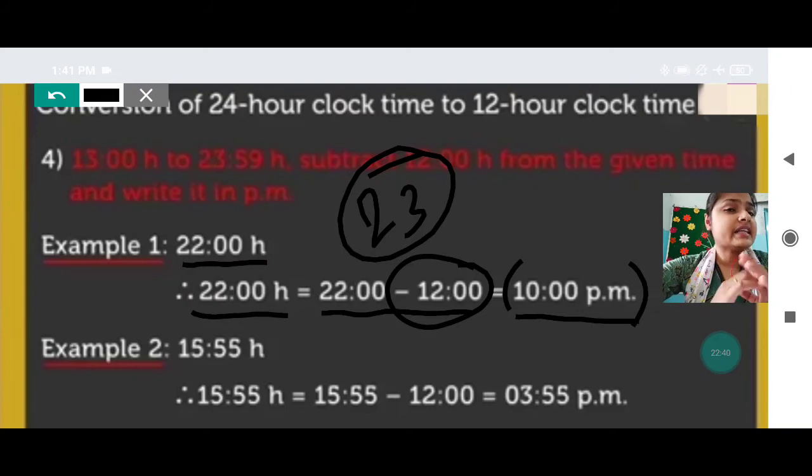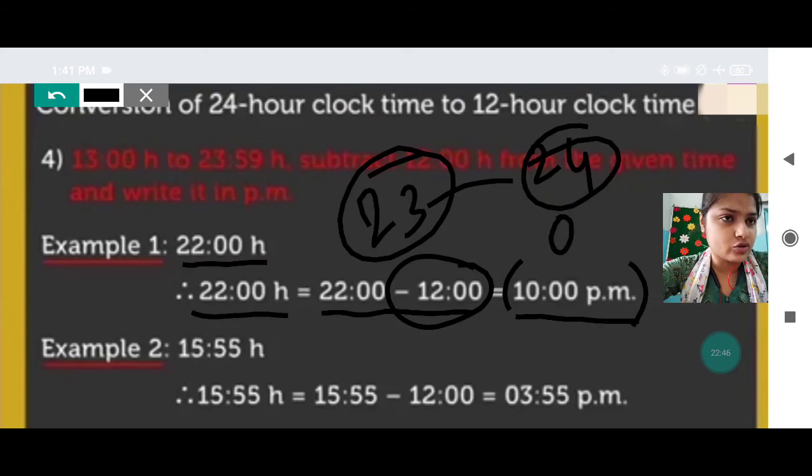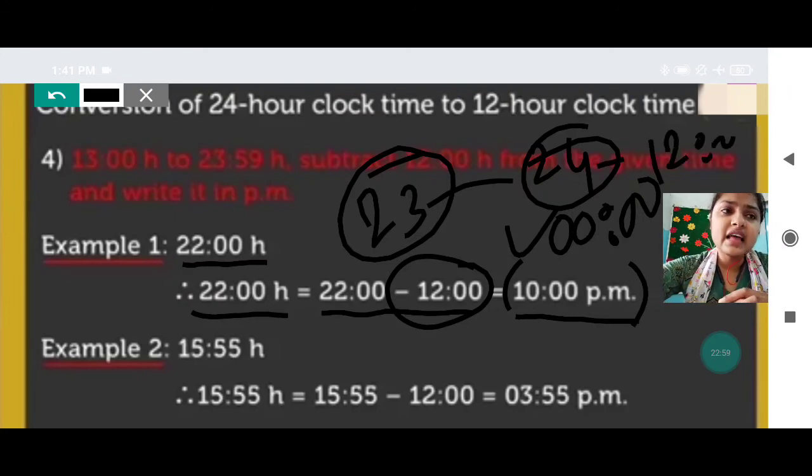After 23, 24 is not written in 24-hour clock. It is written as 0000, which means 12 o'clock. If you subtract 12 from 24, you get the answer as 12 PM. Whenever you get numbers like 15:55, we subtract 12 from that, and we get 3:55 PM.